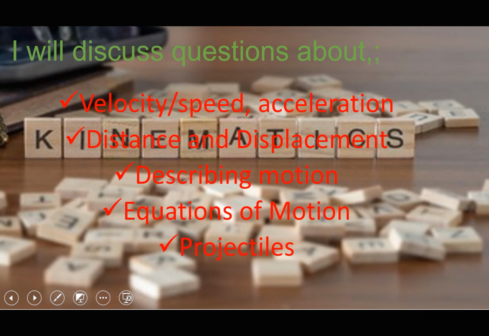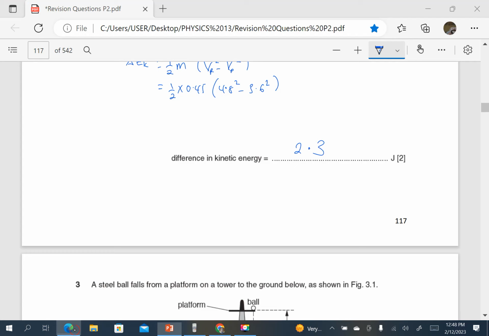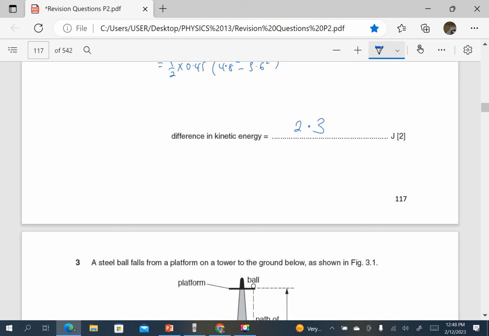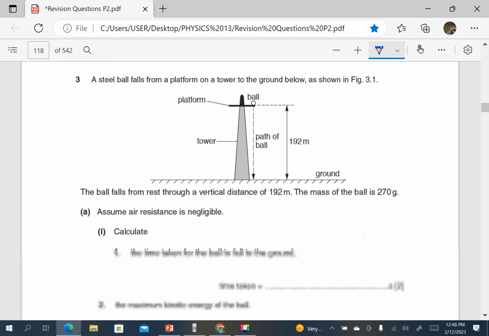So without wasting any time, remember in kinematics we are discussing questions involving velocity, speed, acceleration, distance, displacement. We describe motion, we are using equations of motion, we have seen projectiles and a lot more. So let's go back to the past paper questions and see part 4 of kinematics. I think in part 3 we stopped on page 117, and in part 4 we should pick up from 118.